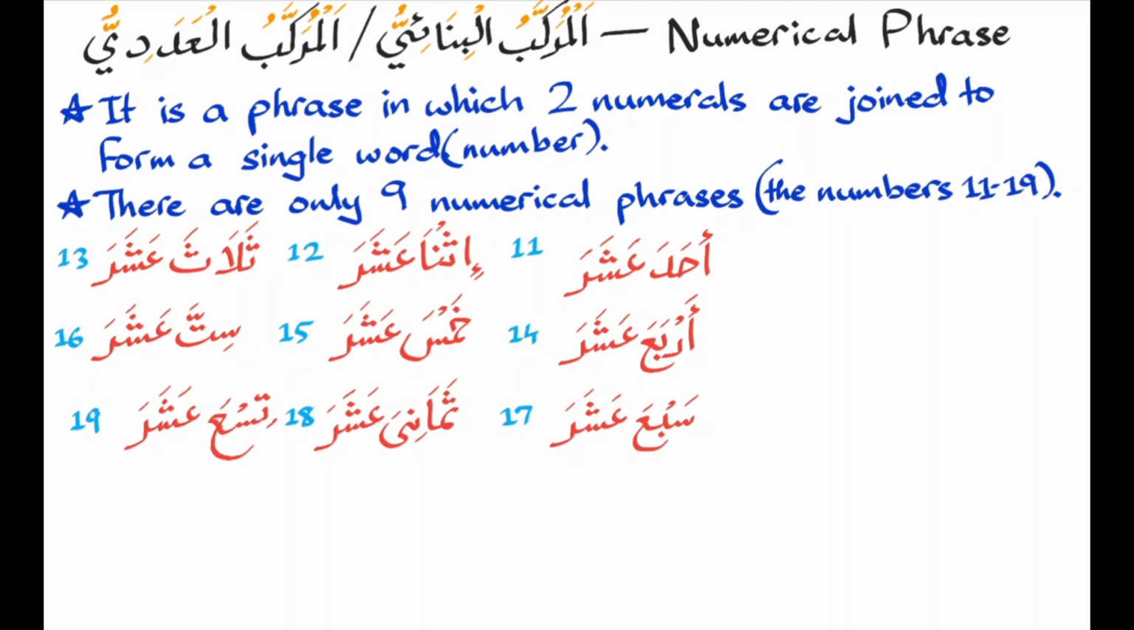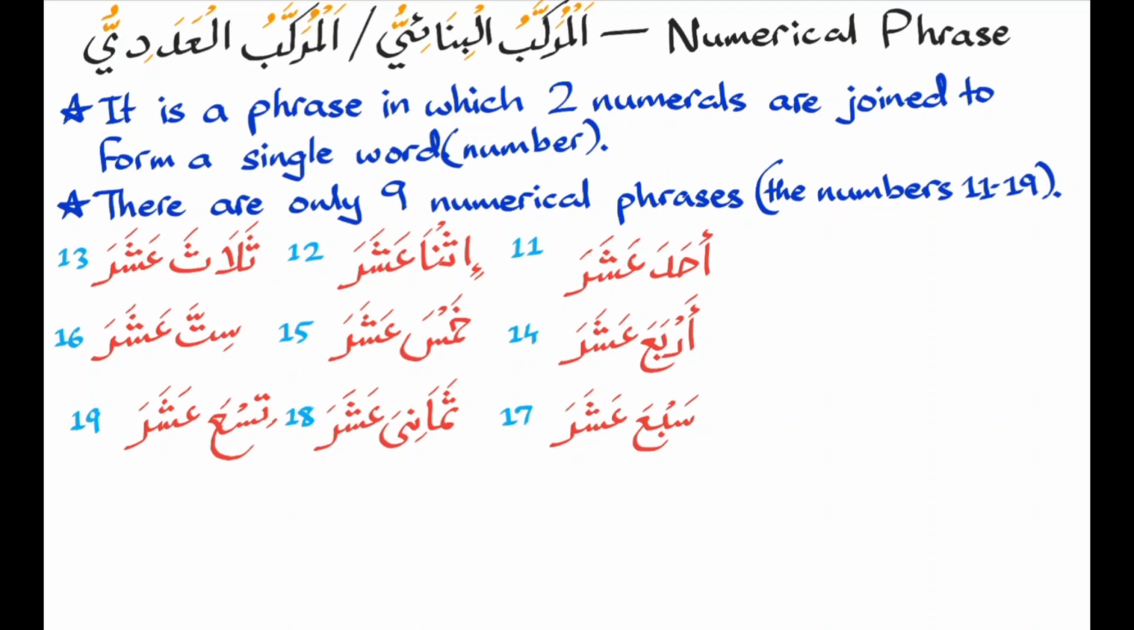Also note that both parts of each al-murakkab al-adadi or al-murakkab al-bina'i will be maftuh, no matter where they come, in the middle of a sentence, in the beginning of a sentence, or in the end of the sentence. So ahada ashara will remain ahada ashara. It will never be ahadu asharu or ahadi ashari. It's always going to be ahada ashara. No matter what comes, whether it's a fa'il, a maf'ul, a mubtada or a khabar, it's always going to be ahada ashara. And same thing goes for all of them.